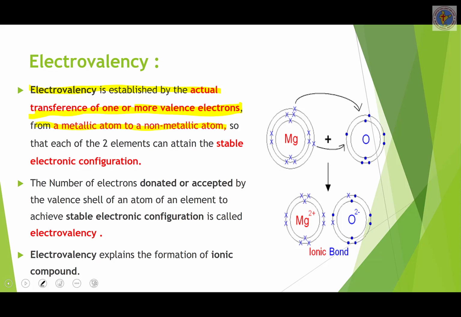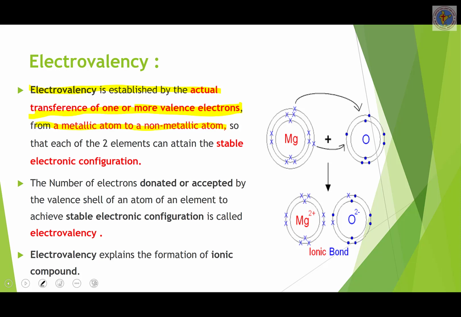The electrons from the outermost shell are donated, and in the case of a non-metallic atom, the electron is accepted. Yes, and whatever reaction takes place, it takes place in the outermost shell only. So the electrons present in the outermost shell are mainly responsible for the chemical reaction which is taking place between two atoms.